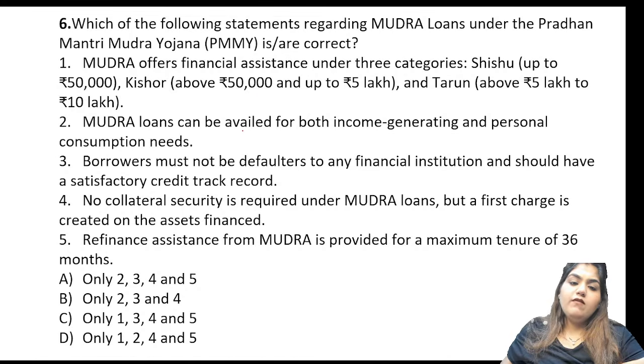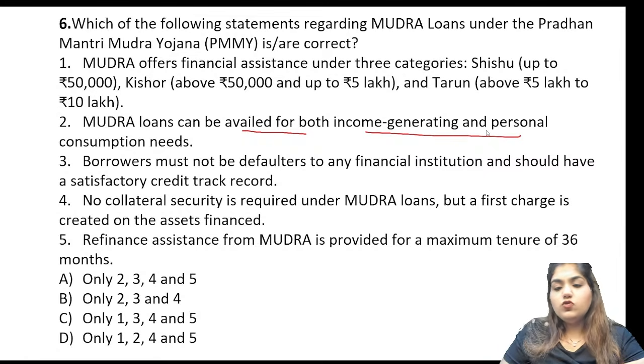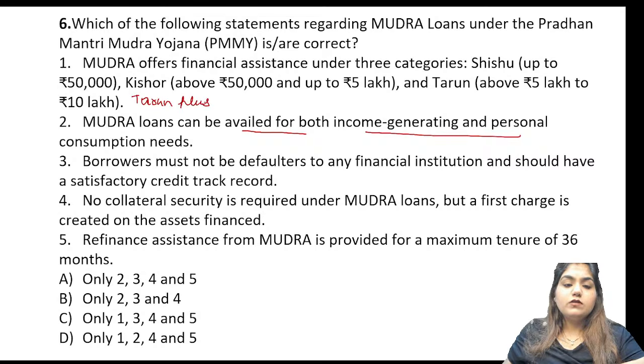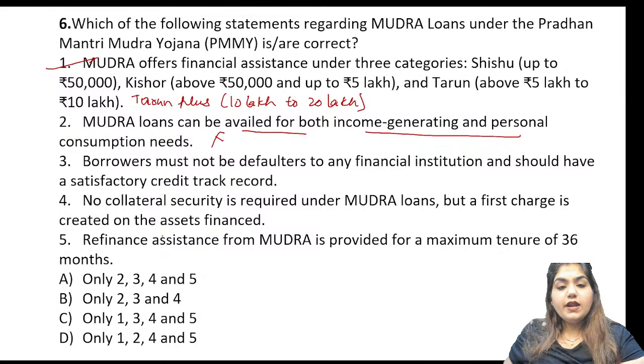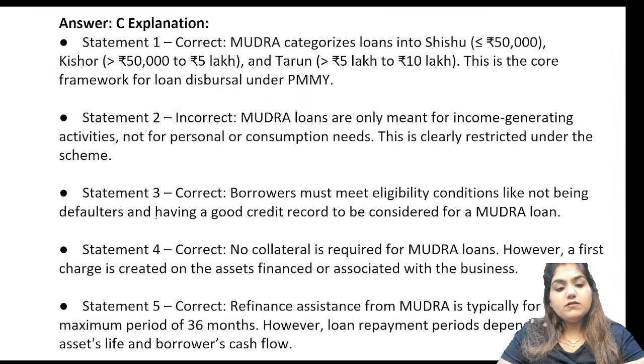Mudra loan can be availed for both income generation and personal consumption. No, it is always for income generation, not for personal consumption. And there is a limit of Tarun plus 10 lakh to 20 lakh. 1 is correct, 2 is not correct, others are correct. That will give us C as the correct answer.